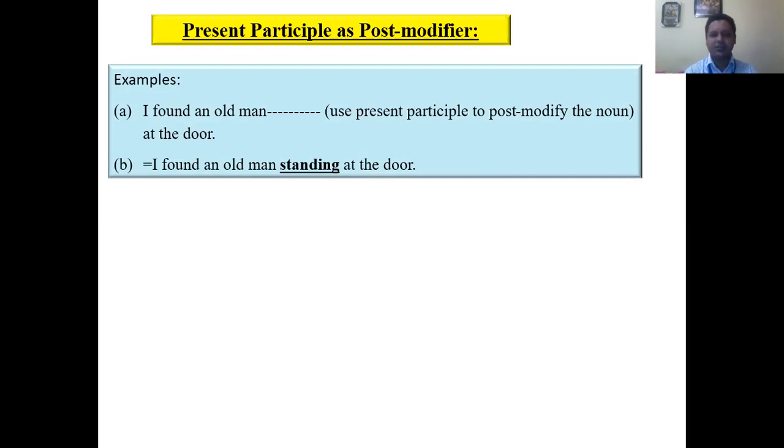Here I have used standing. I found an old man standing at the door. Standing is a present participle. It is sitting after the noun man, modifying the man. That's why here standing acts as a post modifier.